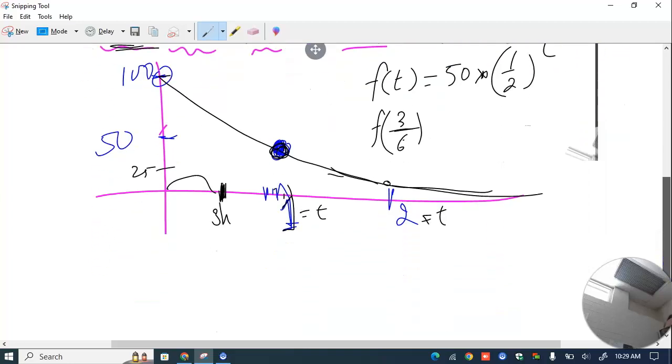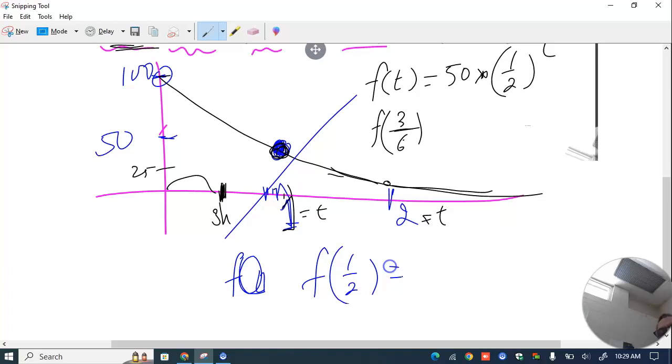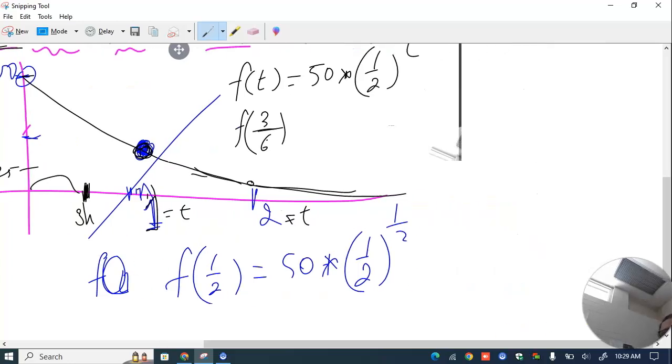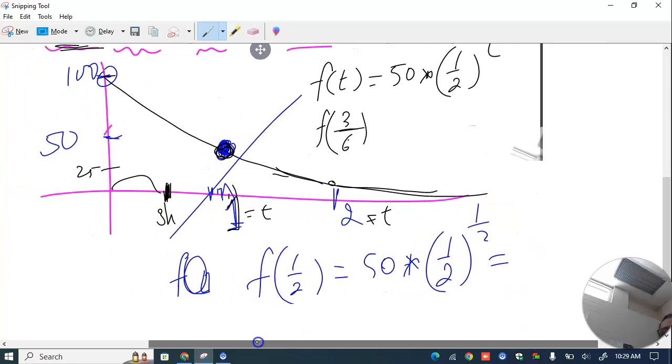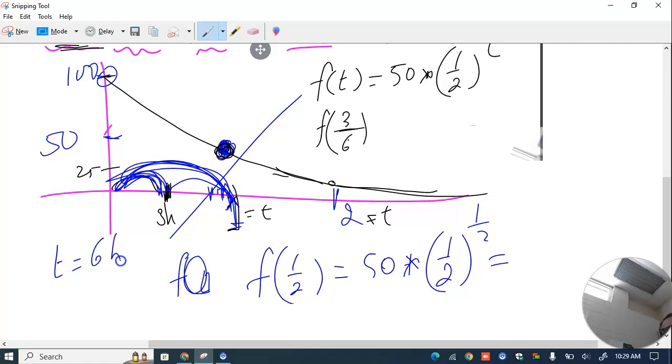So when you want to figure out this one here, it becomes f of half, which equals 50 times half raised to half. Right? So you get something like this. I hope I'm making sense. So it is half raised to half because 3 hours is half of this whole thing. This is one, right? So 3 hours.